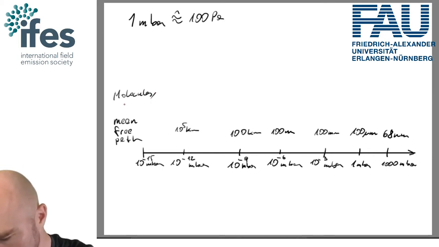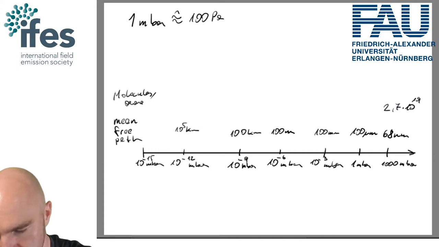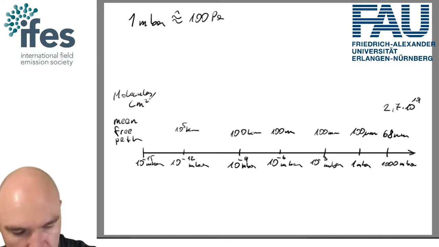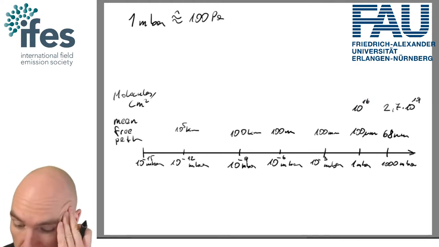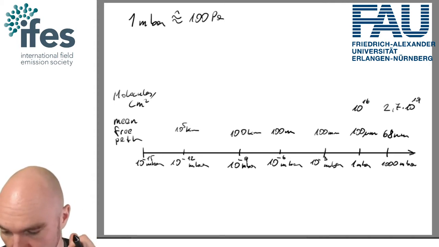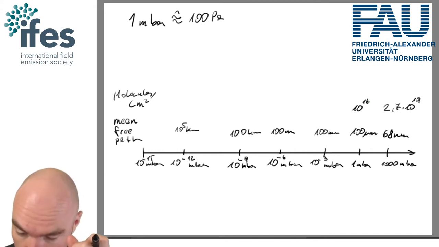Molecules per area. At atmosphere, the list I'm writing from is in square centimeters, so I'll just write it in square centimeters. It would be 2.7 times 10 to the 19 molecules per square centimeter. So, roughly the size of a thumbnail, that would be about 2.7 times 10 to the 19. In a coarse vacuum, it would be about 10 to the 16. And now if we go per square nanometer, square centimeter to square nanometers, that would be 10 to the 16, roughly, okay?